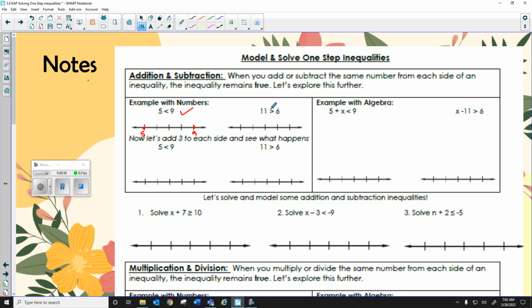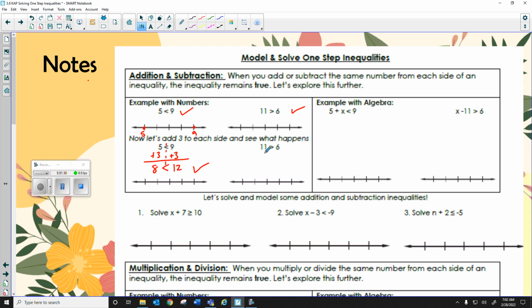Do we agree that 11 is greater than 6? Yes, those are both true statements. So starting with any inequality, if we add or subtract to both sides, it will stay true. Now let's add 3 to each side and see what happens. If I split it like an equation, add 3 to this side, add 3 to this side, what is that new inequality? This would be 8 and 12, and we'll bring down that inequality sign. Do we agree that this statement is still true? We do. Nothing has changed.